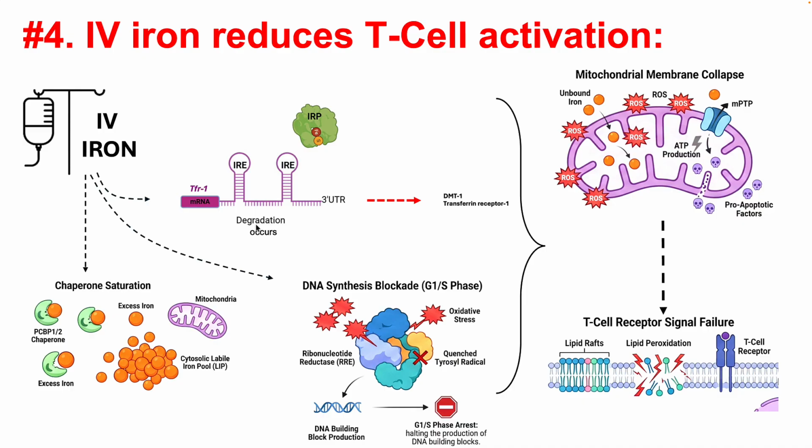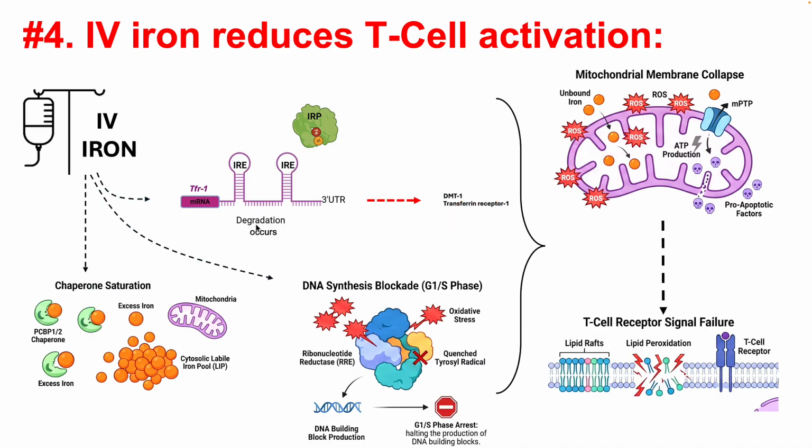Now, T cell proliferation requires rapid influx of iron, so they upregulate transferrin receptor 1 on the T cell membrane to capture the transferrin-bound iron. However, when you increase the labile iron pool with IV iron, the iron regulatory proteins bind to iron and detach it from iron-responsive elements on the transferrin mRNA. This leads to transferrin mRNA degradation, and without the signal, the clonal expansion is hindered.